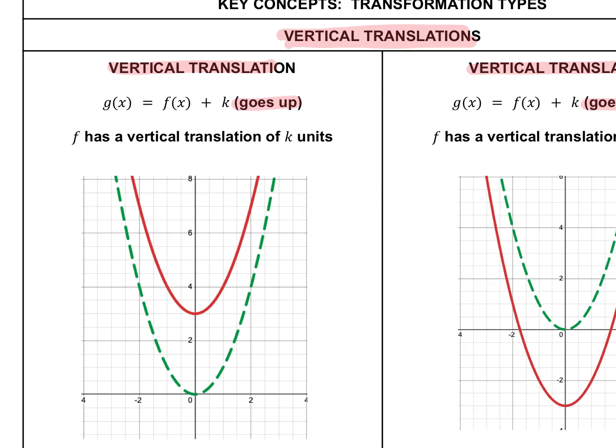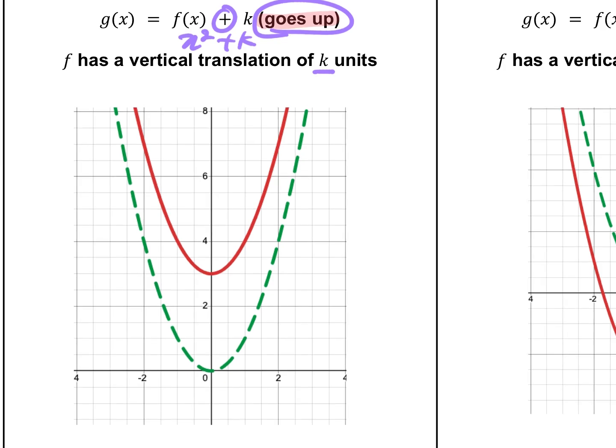g(x) = f(x) + k. In this case, our f(x) is x², so that's going to be x² + k. It means it's going to be going up. f has a vertical translation of k units. Remember that if it is plus, it's going to go up. I would like you to look at the dotted green parabola here. This is the parent function, representing y = x². That's the parent function.